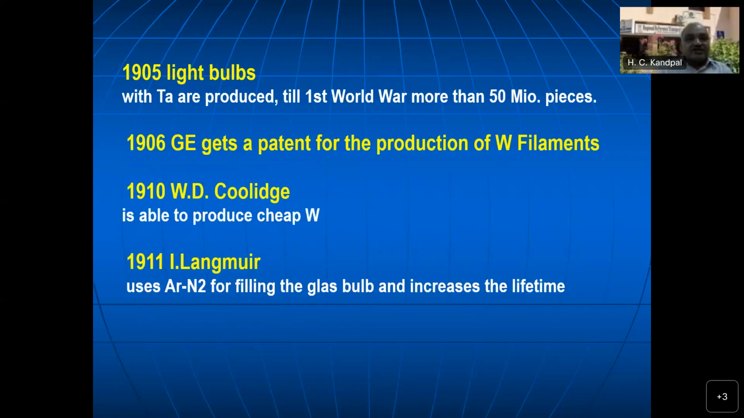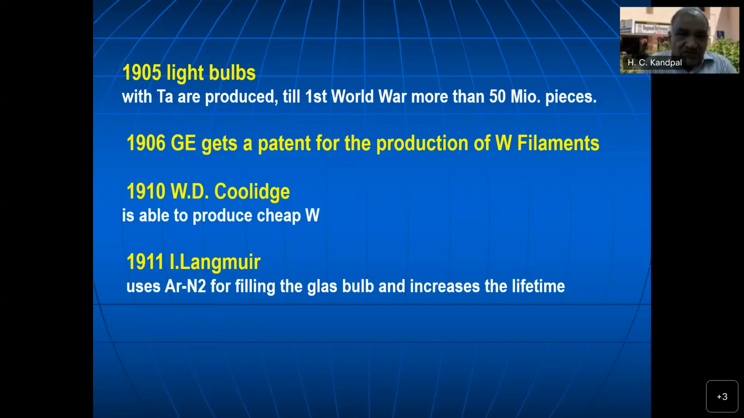Then in 1905, with tantalum, the first light bulb was produced, and till the First World War, more than 50 million pieces of this bulb, which was made of tantalum metal, were produced, and that was the situation at the time of the First World War.